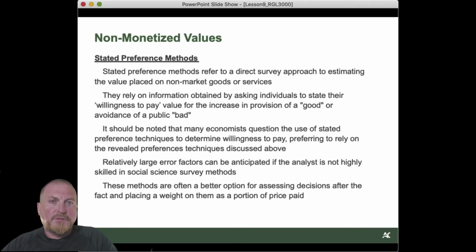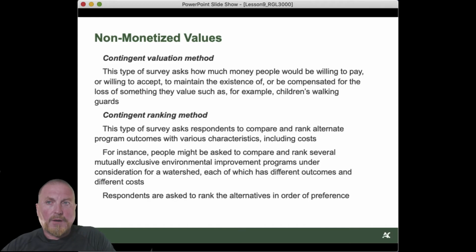And you use this. Now, if you're not sophisticated, I mean, economists question the use of stated preference techniques to determine willingness to pay. And they prefer revealed preference methods for obvious reasons. But when you can't use revealed preference methods, sophisticated stated preference methods will have a greater error factor without question, but they will still provide you with a fairly strong indication of the benefits that people attribute to something that does not have a market price.